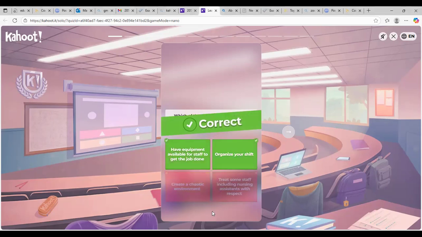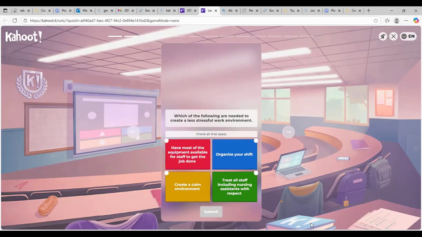All right. Let's see. Okay, which of the following are needed to create a less stressful work environment? So someone come off mute and tell me which colors to select. Blue and green. We just said having that organized shift and also treat all staff, that's the word that makes this all the way correct. And is that it? And yellow. Okay. Because yes, creating that calm environment does match having that less stressful work environment.